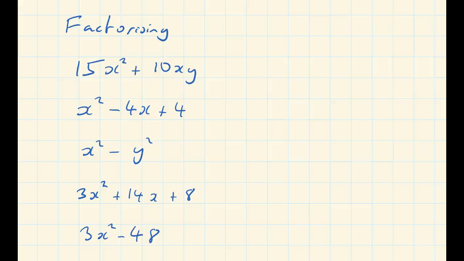Okay, factorising. The first one has x's there, but it's not a quadratic like this one. I'm trying to get a double bracket because I haven't got that middle term. So this one here, a number's going to go into both of these, or 5 goes into both, so I can take out a factor of 5, but an x goes into both of them as well. So it's going to be 5 lots of x, and what will that have to be?